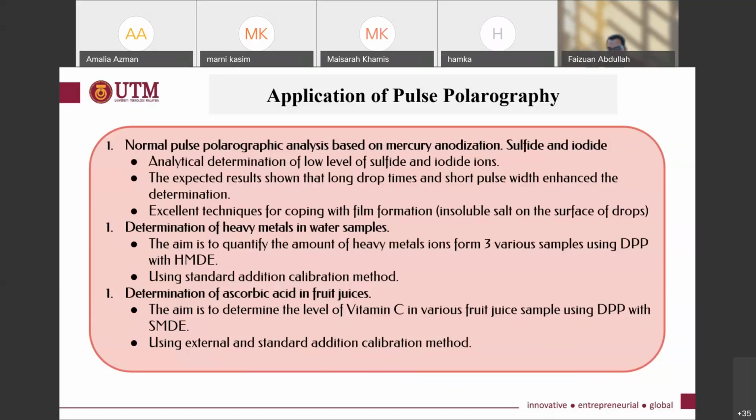First, determination of heavy metals. The aim is to quantify the amount of heavy metals from three various samples using DPP with a hanging mercury electrode. This study uses the standard addition calibration method. The second technique, determination of ascorbic acid in food substances. The aim is to determine the level of vitamin C in various food samples using DPP, with this study using external and standard addition calibration methods. Next.